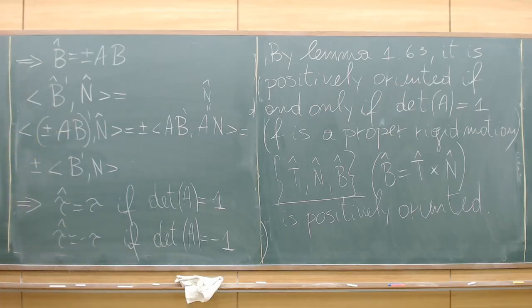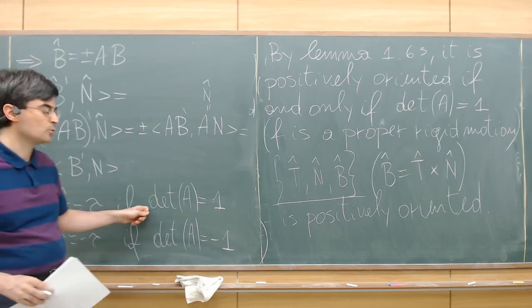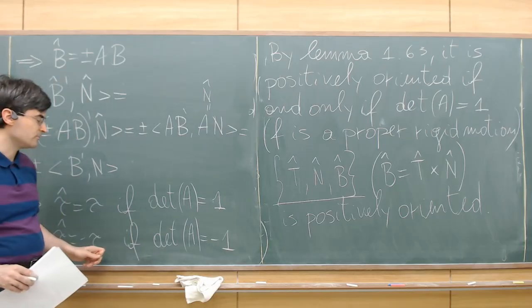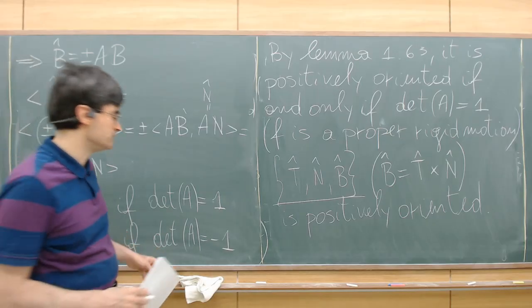So in other terms, tau hat is equal to tau if the rigid motion is proper, and tau hat is equal to minus tau if the rigid motion is improper.